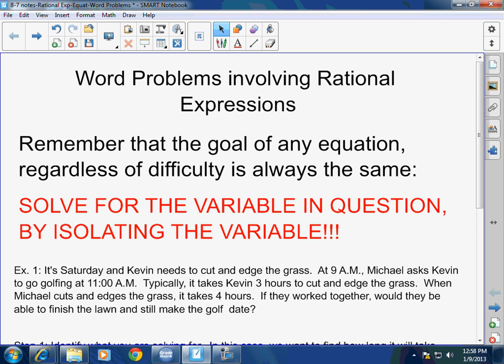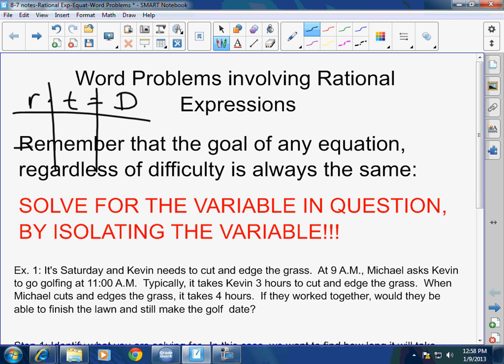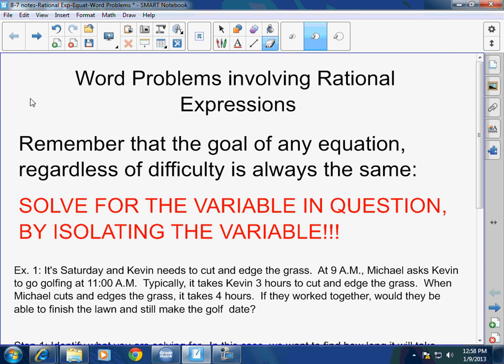Remember how we did tables for distance? How we used the table? We did rate times time equals distance. Remember, and we do the little table like that? We're going to use the exact same table, except if you think about it, guys, rate times time not only gives you distance, but it actually gives you the work that was done.